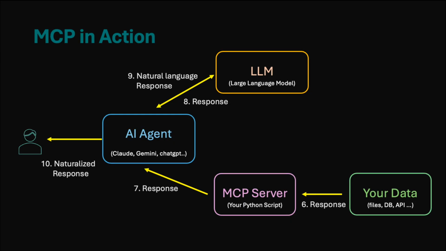Now the response flows back. Step 6, your data layer returns the result to your MCP server. Step 7, the server passes it back to the agent. Step 8, the agent forwards it to the LLM with the original question for context. Step 9, the LLM turns the raw data into a natural language response. Step 10, the agent delivers that final response to the user. That is the whole round trip.